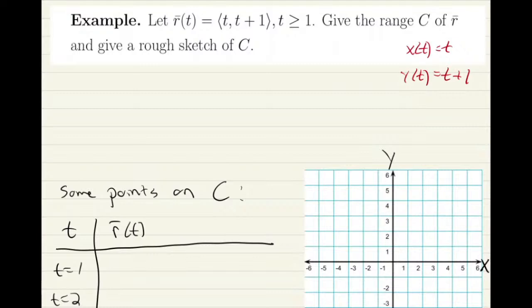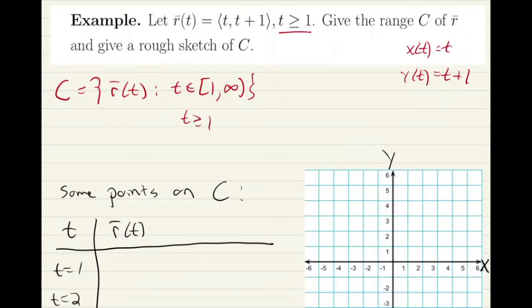Give the range C of R and then give a rough sketch of C. Okay, so C, we know this is what the range is, right? It's R of t such that t is in the interval, we can say this, everything greater than or equal to 1. If you wanted to write t greater than or equal to 1 here, yeah, that's logically equivalent. That's perfectly fine, okay?